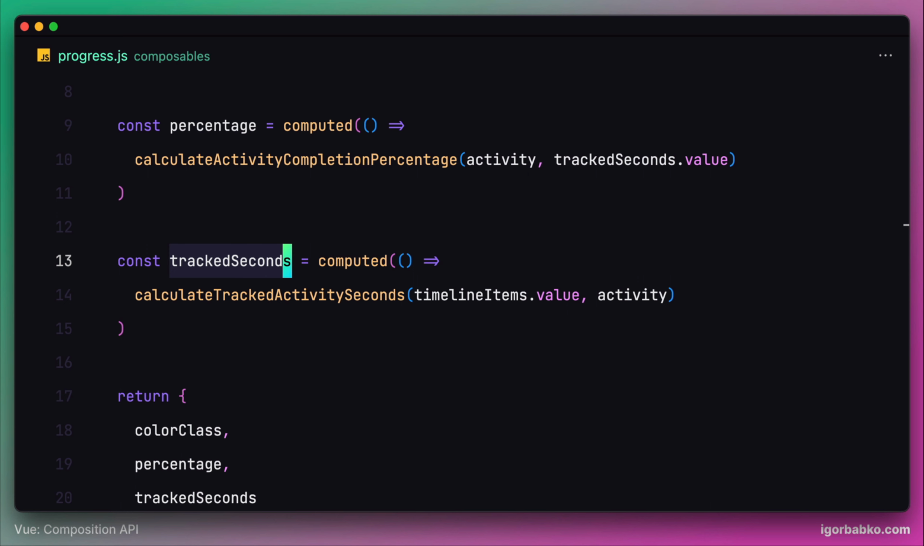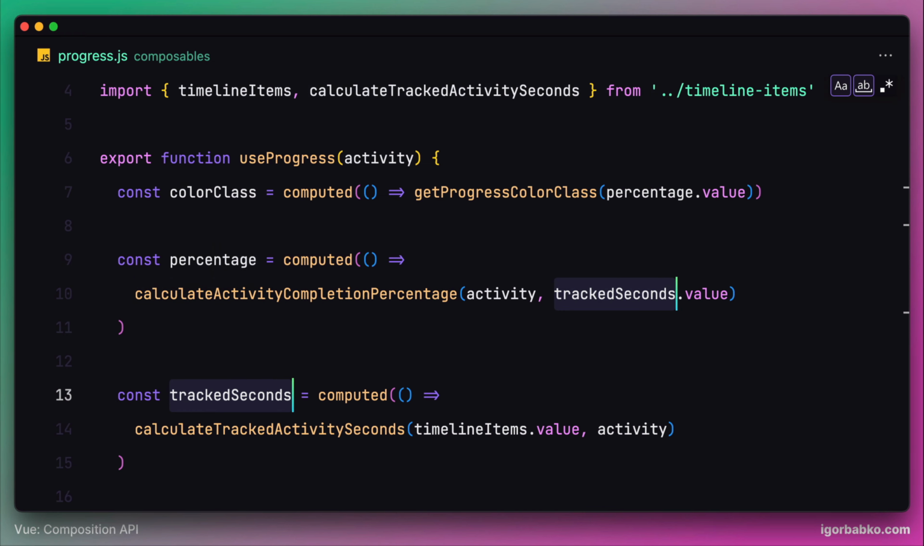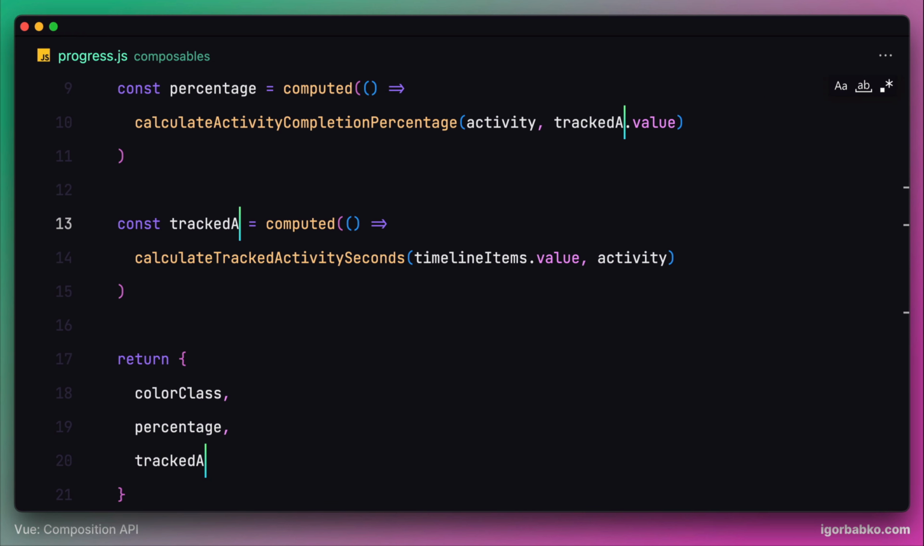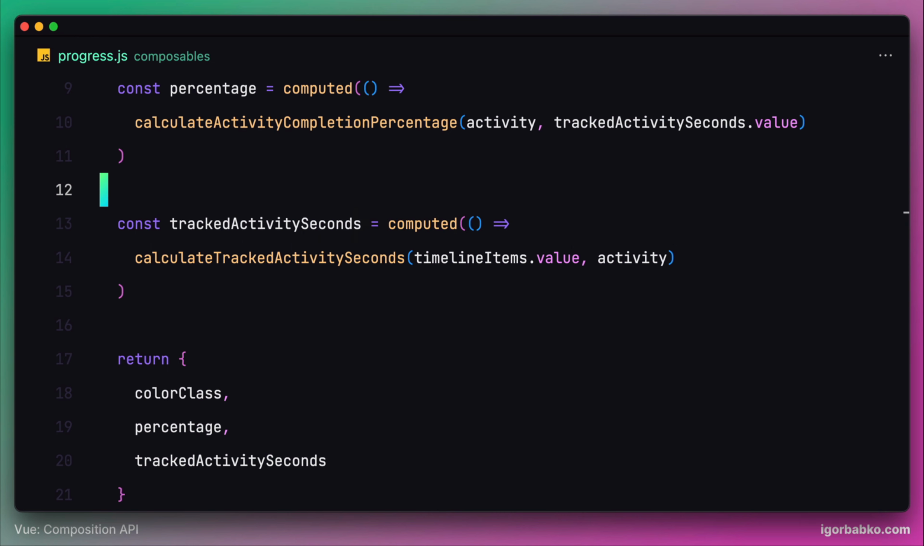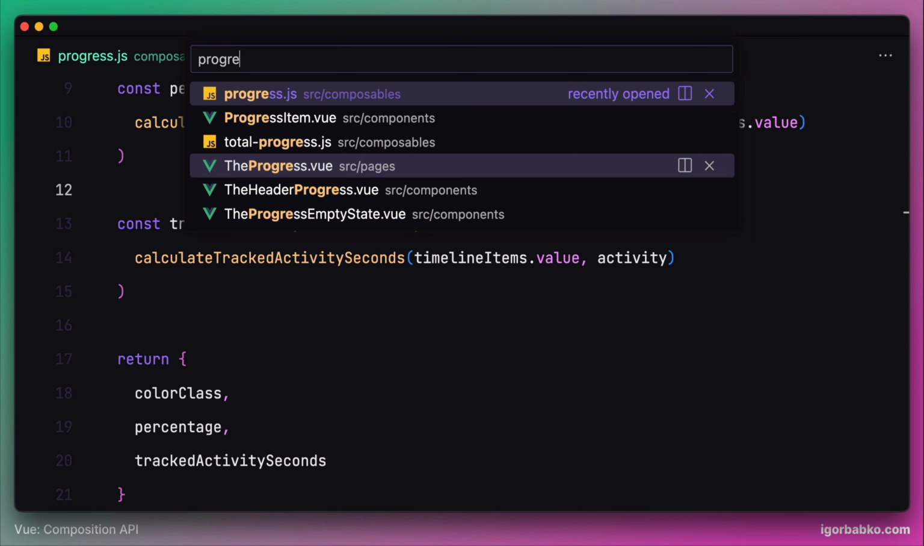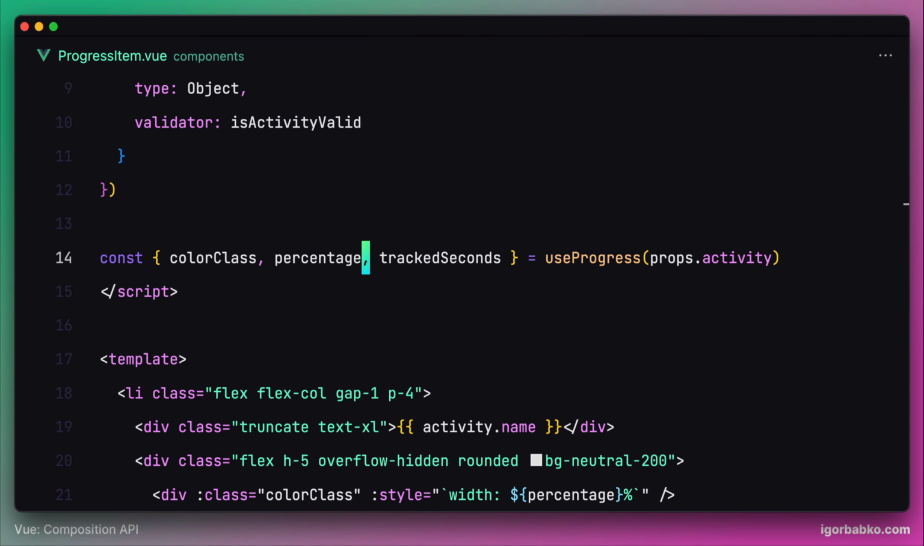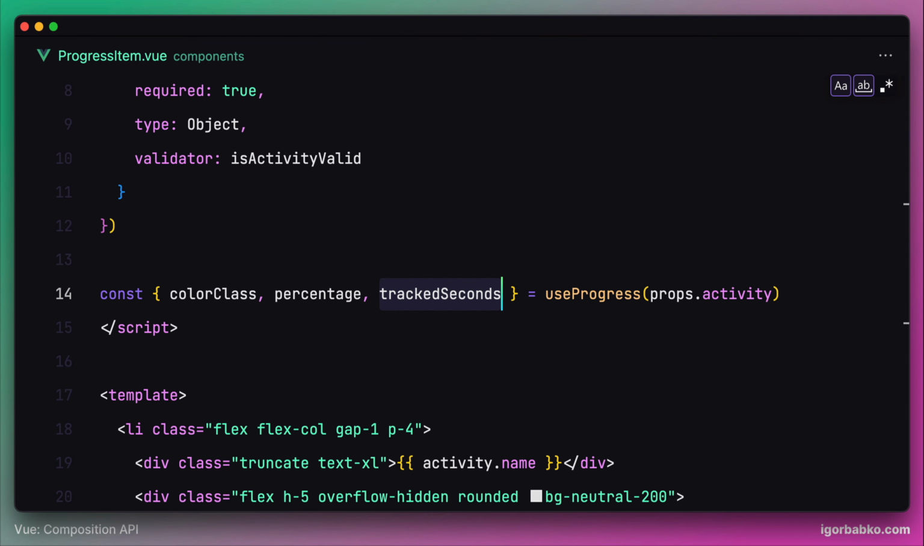To make it more explicit that this computed property stores seconds of a particular activity, let's rename this property to tracked activity seconds. Wherever this property is used, it is used only once inside the progress item component. So we also have to rename the reference of this property to tracked activity seconds. Let's continue and work on the progress scale.